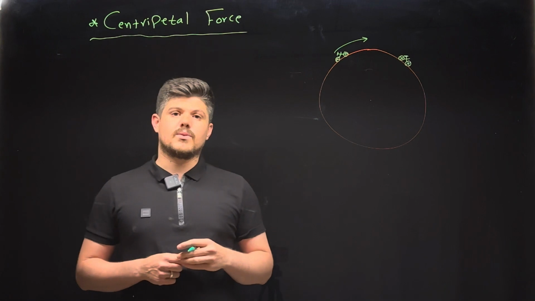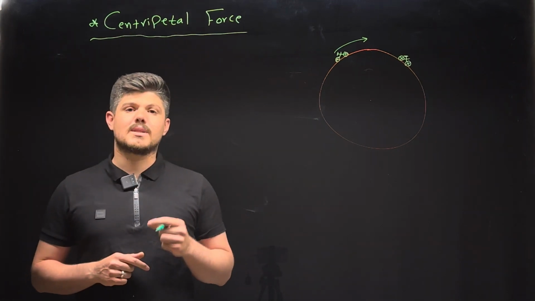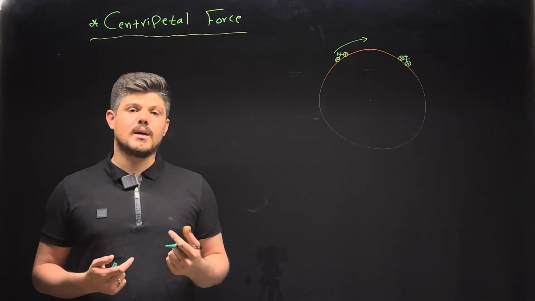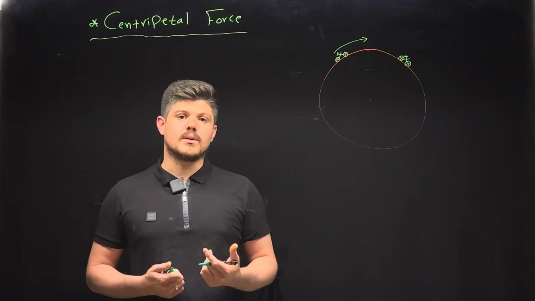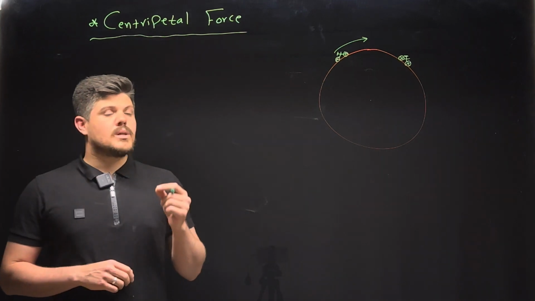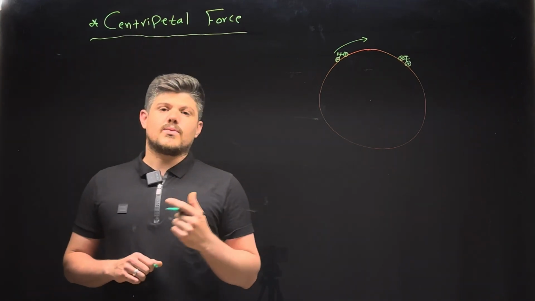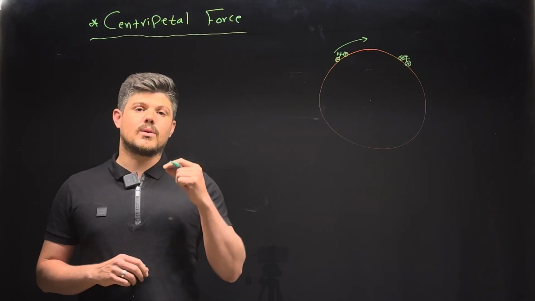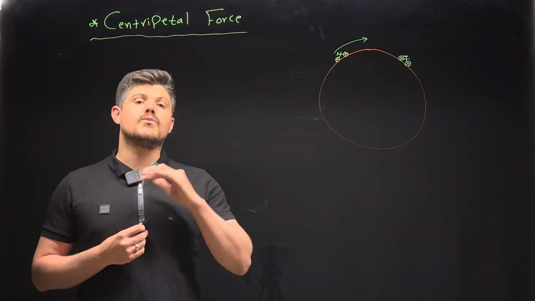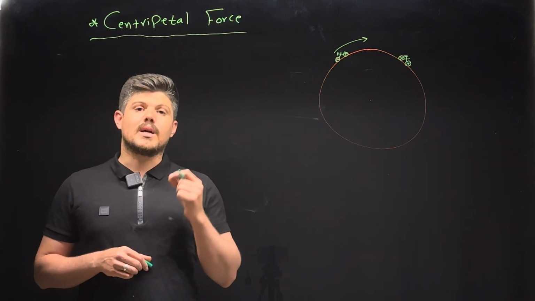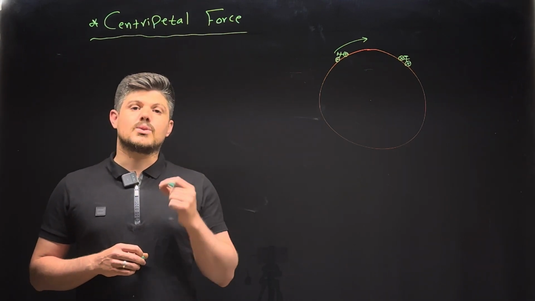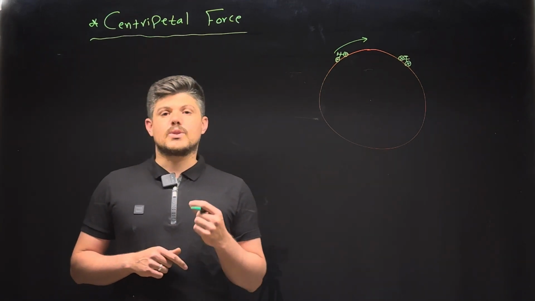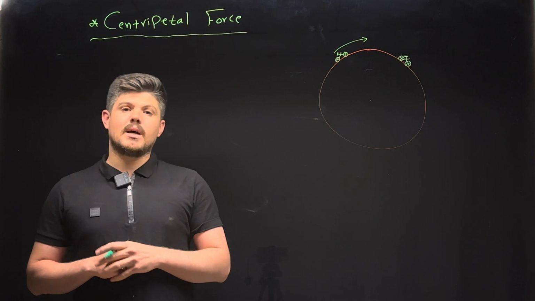What is centripetal force? Centripetal force is a force that acts on an object when it's moving in a circular path, which is directed toward the center. It is very important to know that the centripetal force is not acting in the direction of the movement of an object. The direction of the centripetal force is always directed toward the center of the circle, which causes the centripetal acceleration.